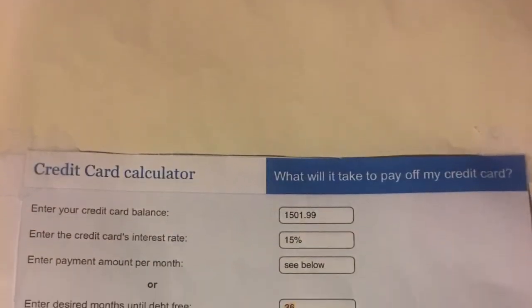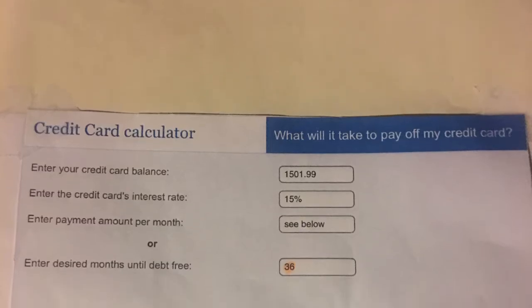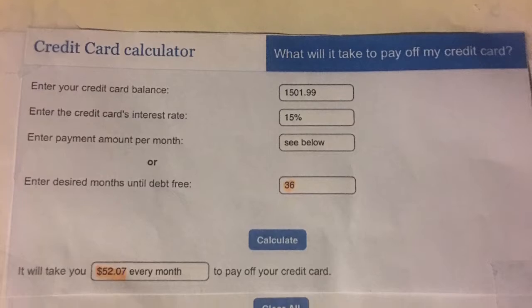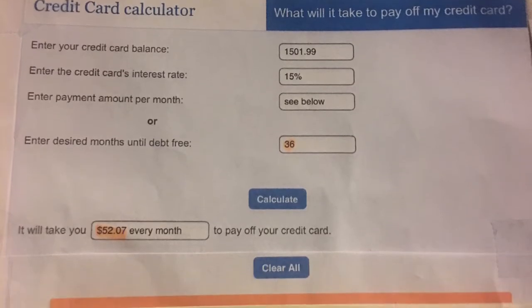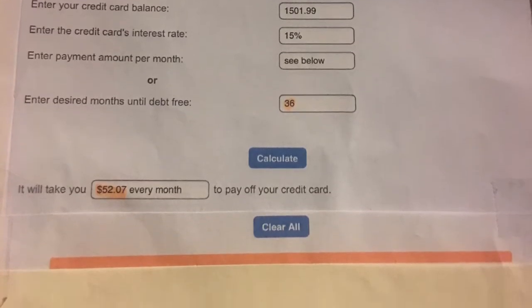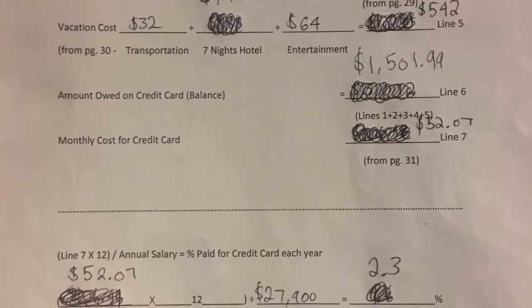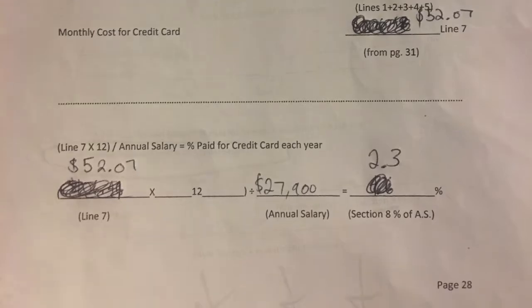Next, go to Bankrate.com and enter your credit card balance. Make sure you do 36 months for the desired months until debt-free, and do 15% for the interest rate. Once you've done that, it's time to enter all the information for and carefully complete the math for page 28.